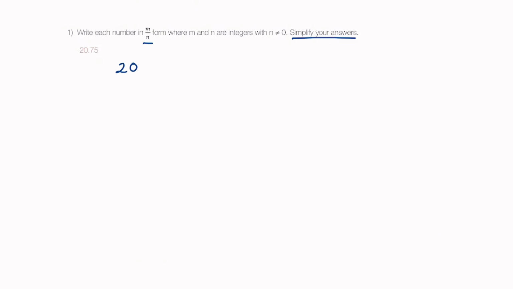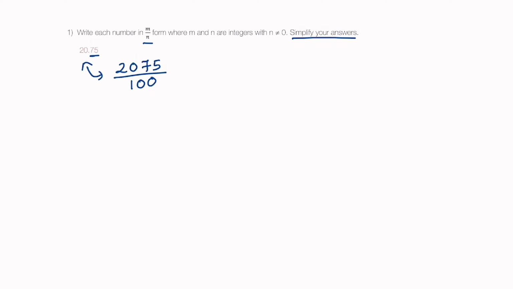I'm going to write 2075 without a decimal digit. How many digits do we have here? 2. Therefore, I'm going to divide it by 100. Both are the same. Now let's simplify it.